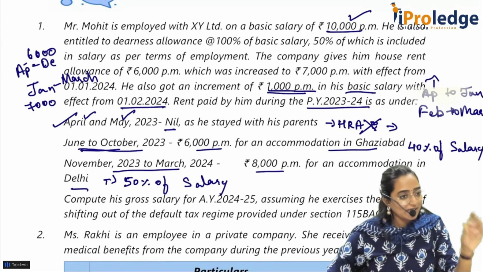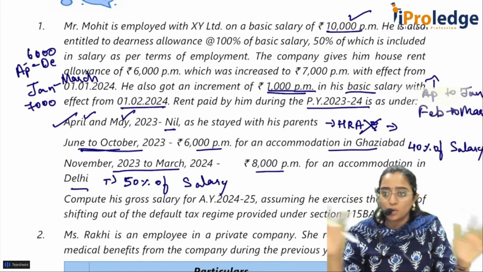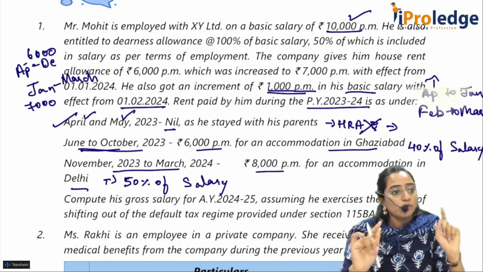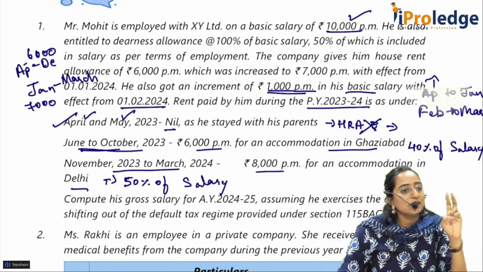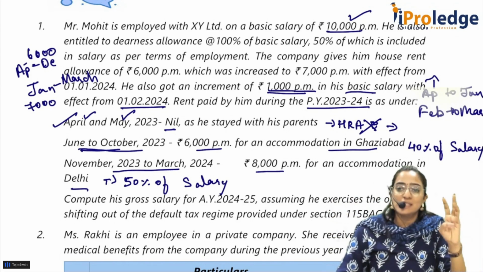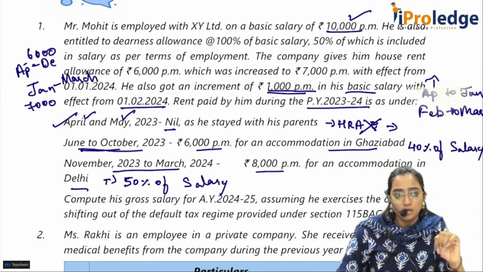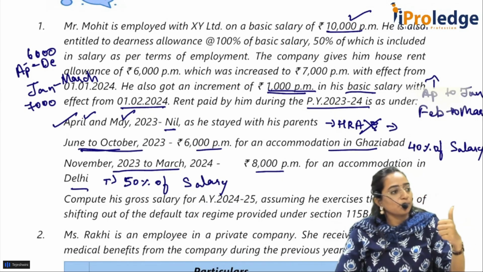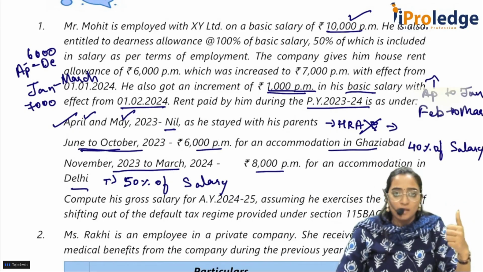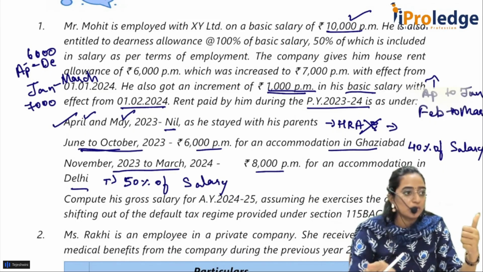When will your HRA exemption be the same from April to March of the respective year? Only if you have no changes in HRA receipt, no changes in rent paid, no changes in salary component, and no changes in that 40-50%. Whatever HRA exemption points we have seen, the first point being covered is the actual HRA receipt. Is the actual HRA receipt the same throughout the year?